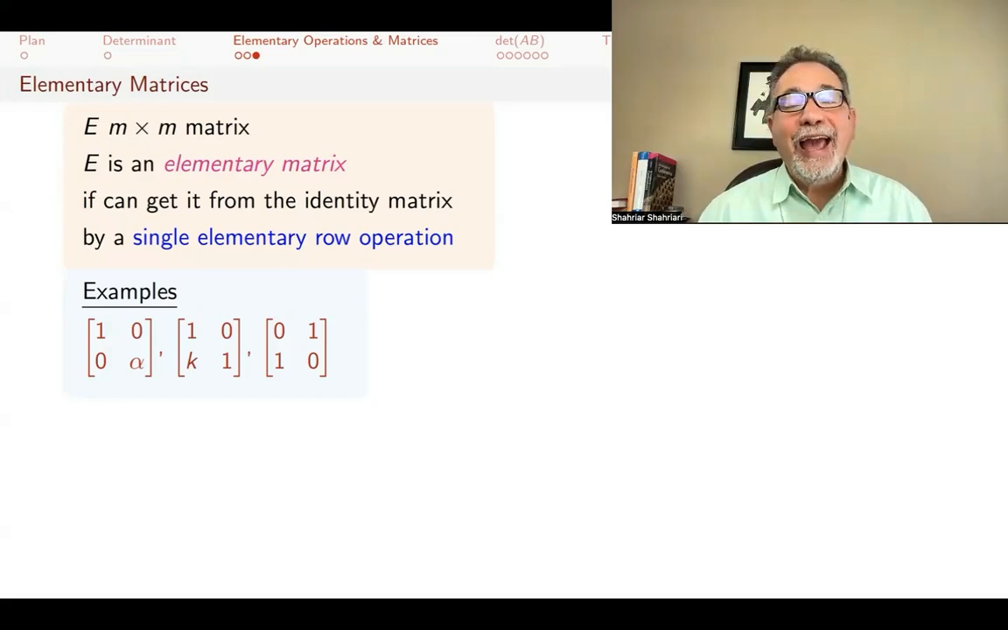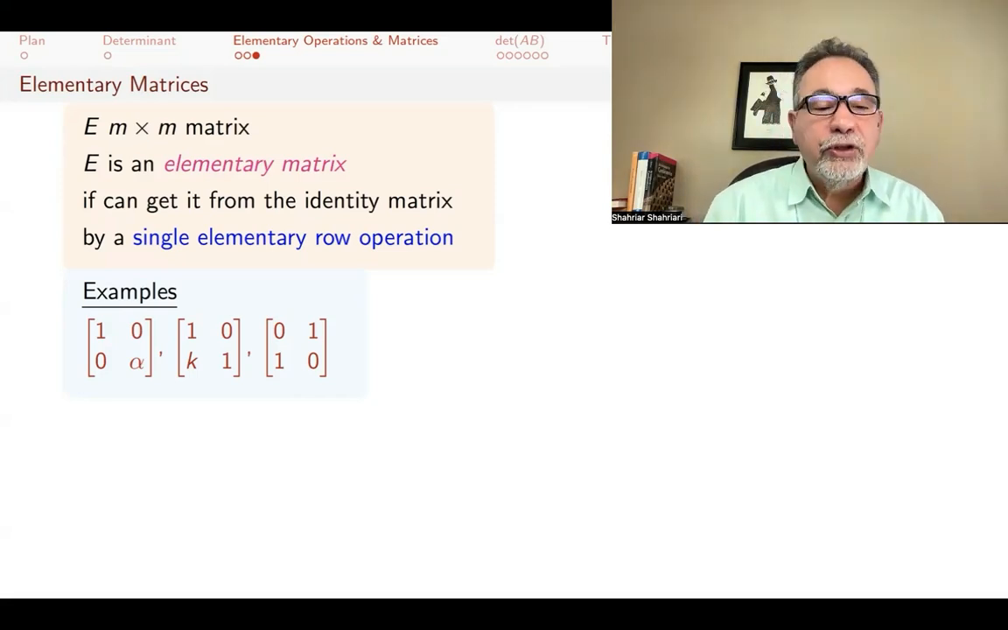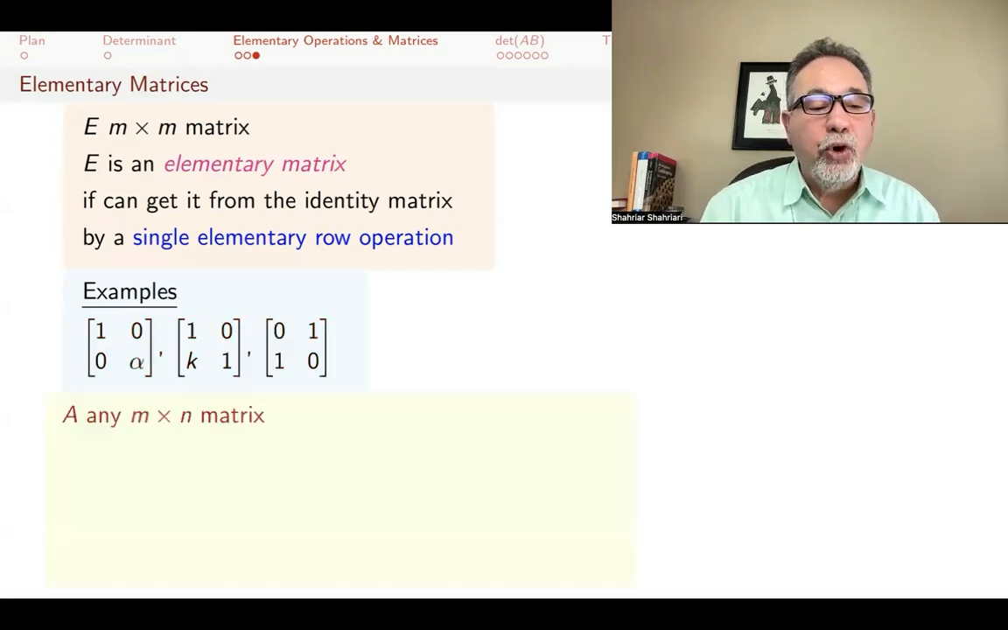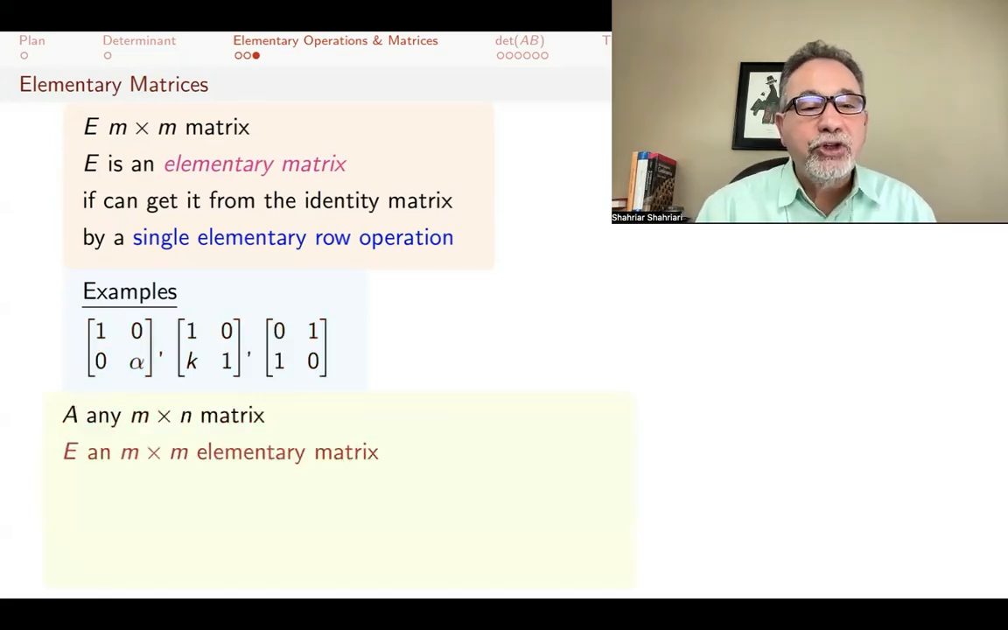The second one, I added k times the first row to the second row. In the third one, I switched the two rows. Those are all elementary matrices. I got them from identity by doing just one elementary row operation. What are these elementary matrices good for?